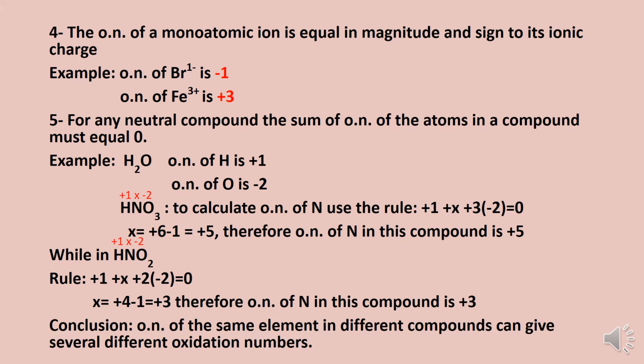In order to calculate it, we'll use the rule: +1 for hydrogen, +X for nitrogen, +3 since we have 3 atoms of oxygen times -2, equal to 0. Solve for X and we'll get +5. Therefore, the oxidation number of nitrogen in this compound is +5.